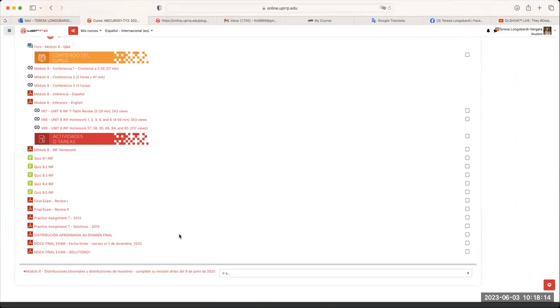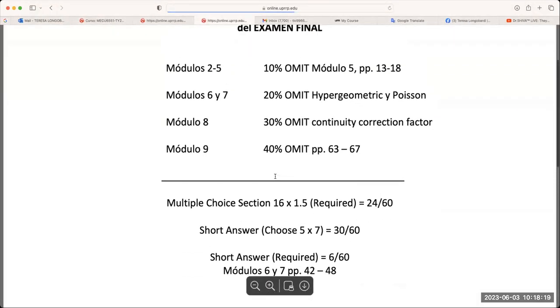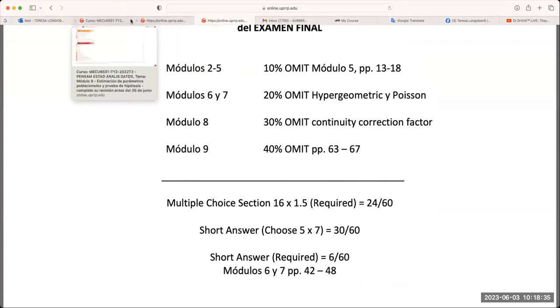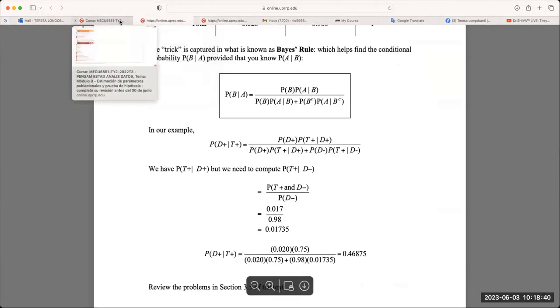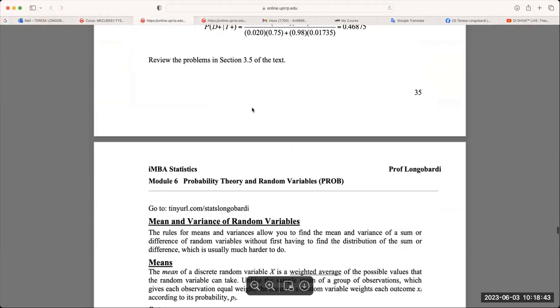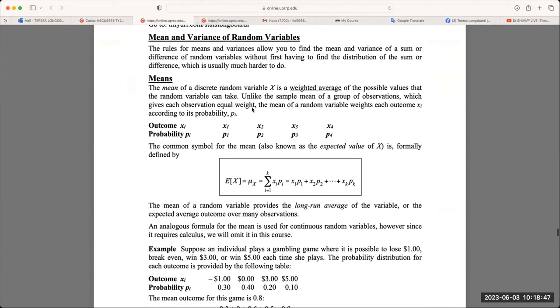According to the approximate exam distribution, Bayes' rule does not come on the exam. I haven't made that really clear here, have I? Yeah, so Bayes' rule won't be on the final. Then the means and variances will be on the final exam.